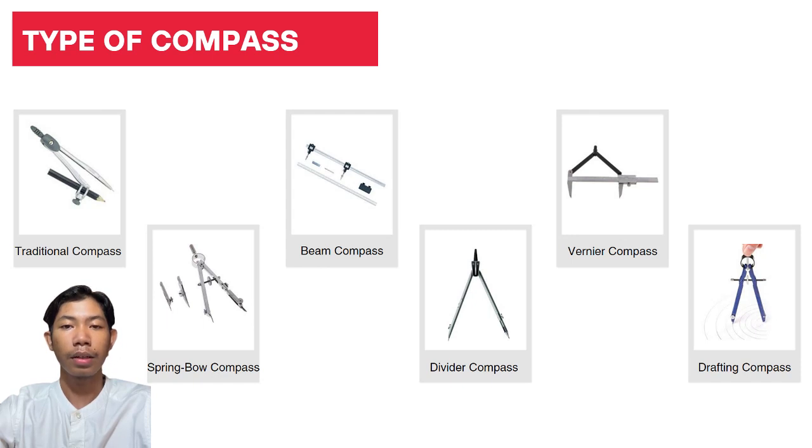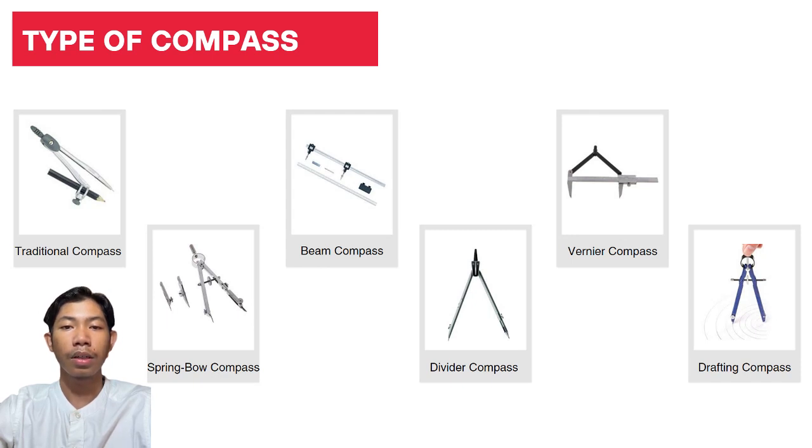Next, divider compasses. A divider compass is a type of compass in which both arms end in a pointed tip. Rather than sketching circles or arcs, this tool enables precise distance measurement and transfer.